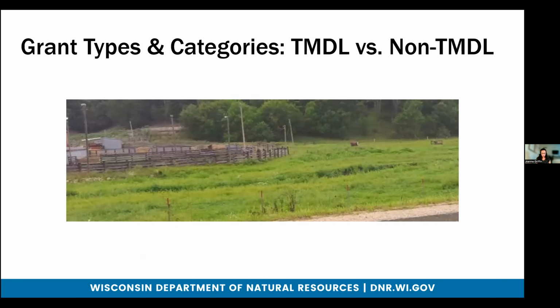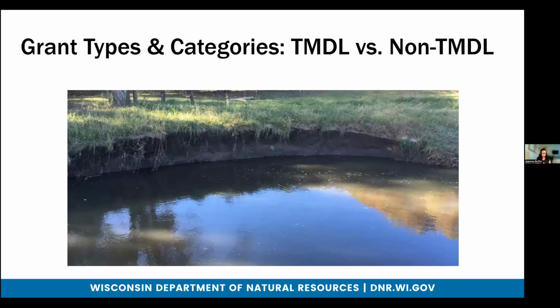So let's consider the TMDL scenario. Is stream bank stabilization an eligible TMDL TRM grant? We already learned that both TMDL and non-TMDL TRM grants can address non-compliance with NR 151. So the answer has to be yes for the same reason, under the same conditions. Are there any other conditions under which a TMDL TRM grant could fund stream bank practices?